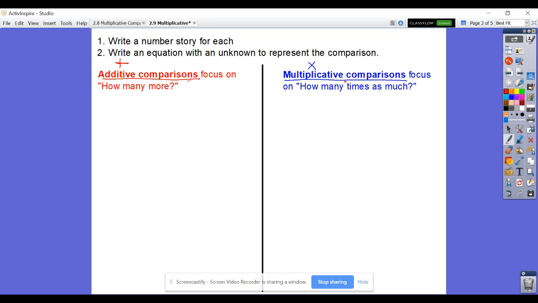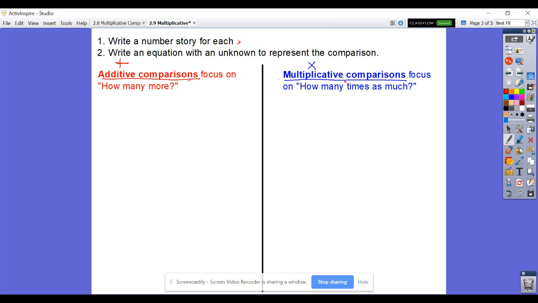So now you get to be the teacher. Make up your own number stories. I want you to do one for each. Make sure one is additive, like the Paul selling 8 more, and then one is multiplicative, like 8 times as much. You don't have to use 8 though. It could be any story you want. It also doesn't have to be bookmarks. Maybe your story is about cupcakes or basketballs or fantasy football points.